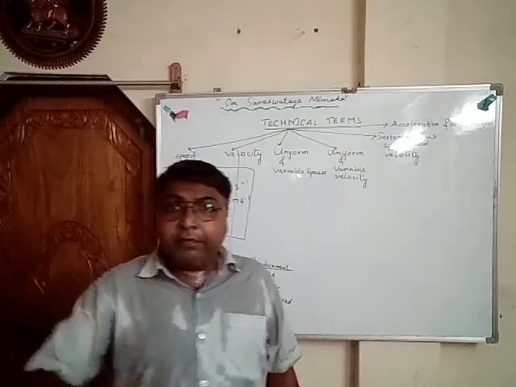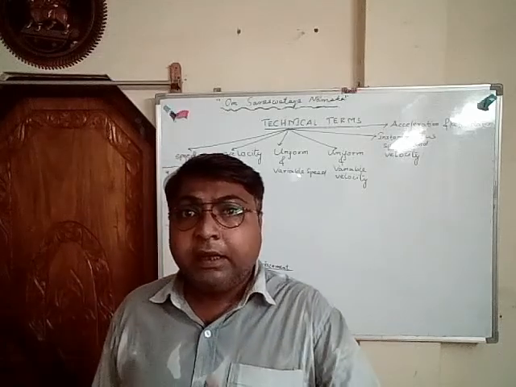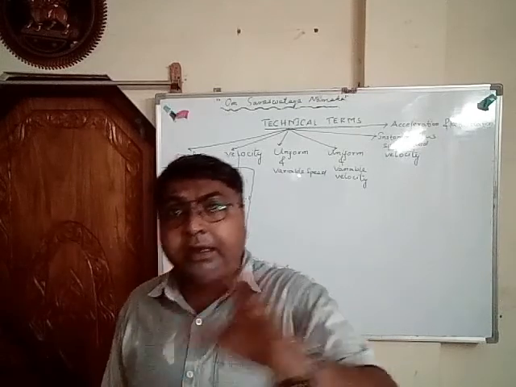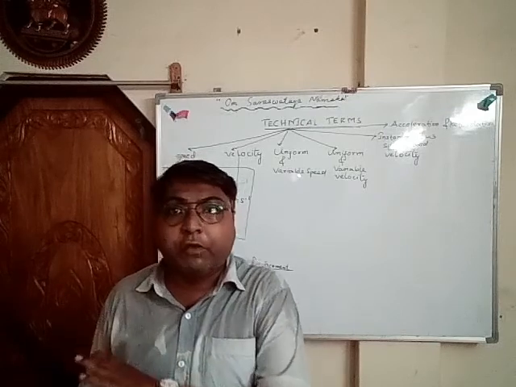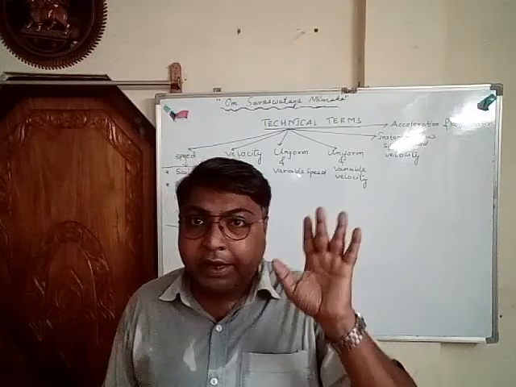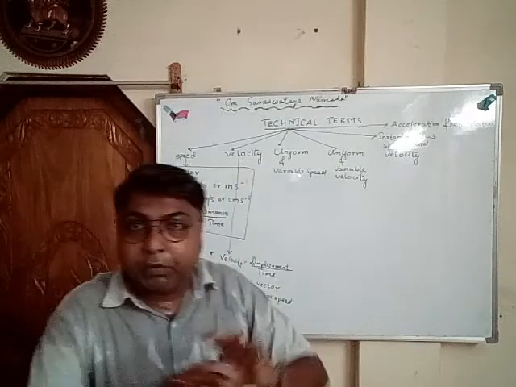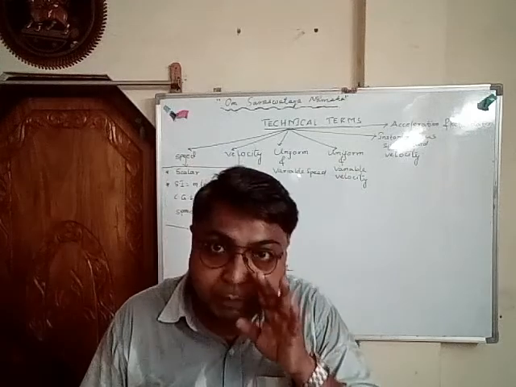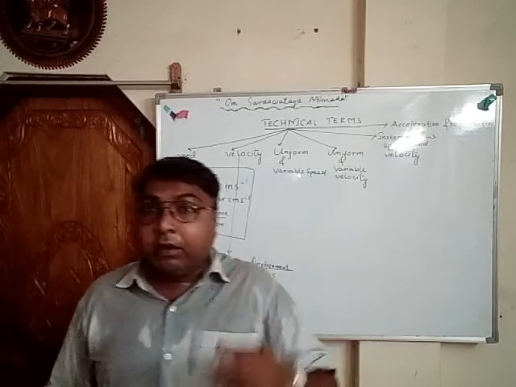But if a body covers unequal distance in equal intervals of time, then he or she is not moving with uniform speed, he or she is moving with variable speed. Is that clear? The same example I am reciting once again.